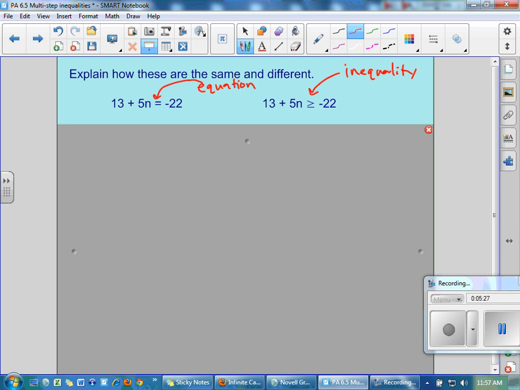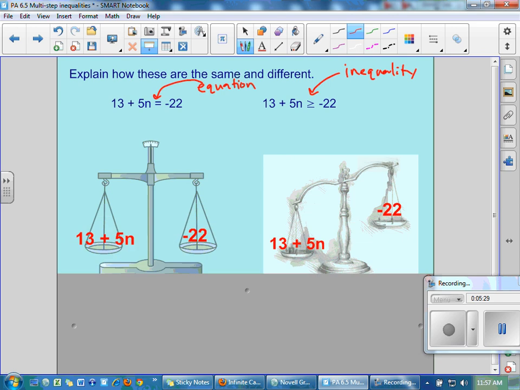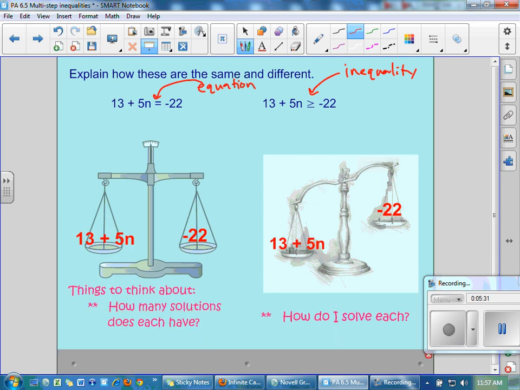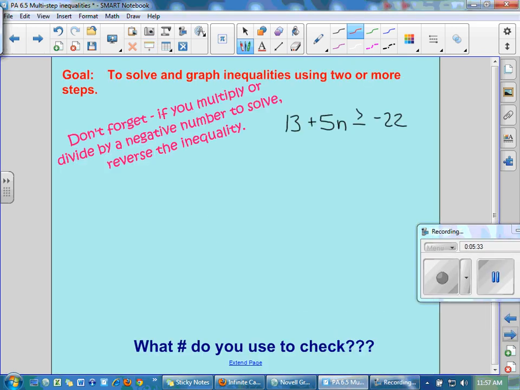All right, so here we go. Let's go ahead and solve this. Move on to the next page here. All right, we're going to solve this one here. Okay, how would I go about solving this one? I have this positive 13 out here. What am I going to do? How do I undo 13 plus 5n? Subtract 13. Minus 13.